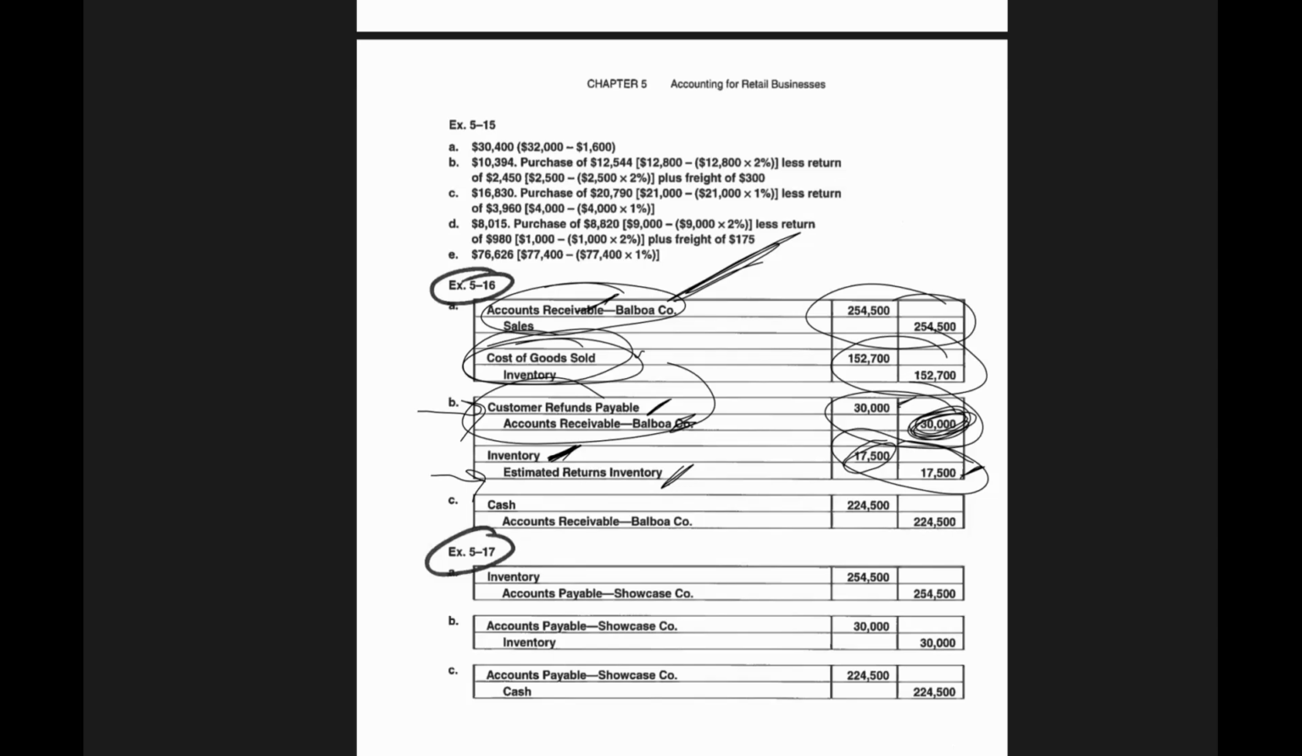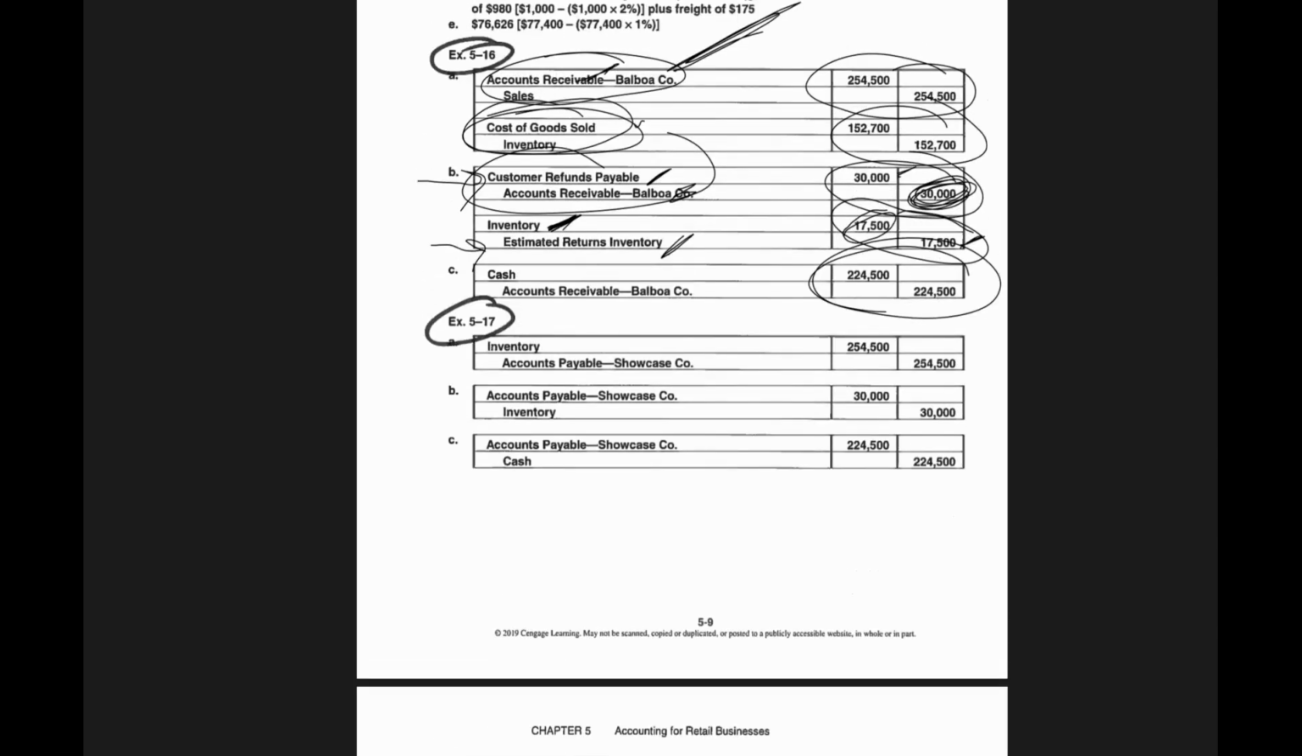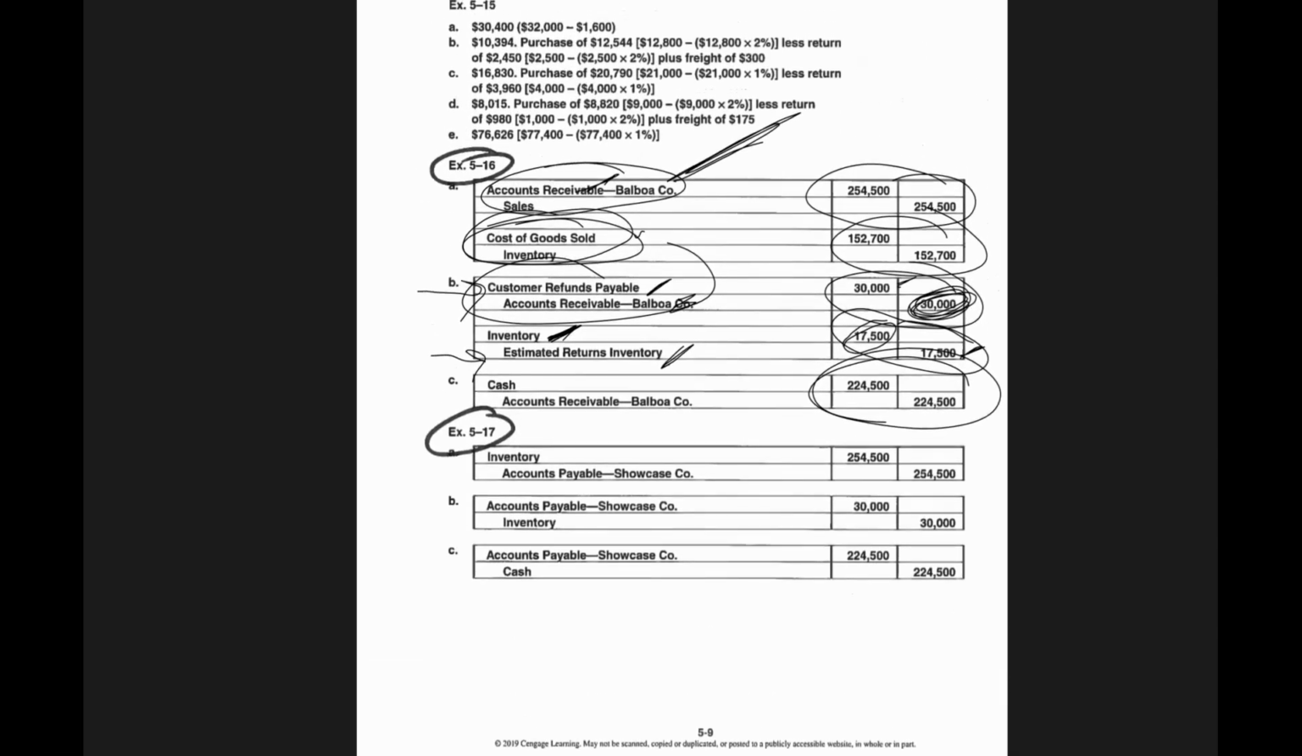Letter C, the receipt of the check. Well, the net of the $254,500 less the $30,000 is $224,500. So now we debit cash and we credit AR. And let's just finish with number 17 here.